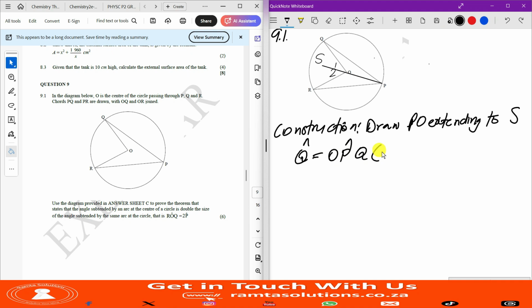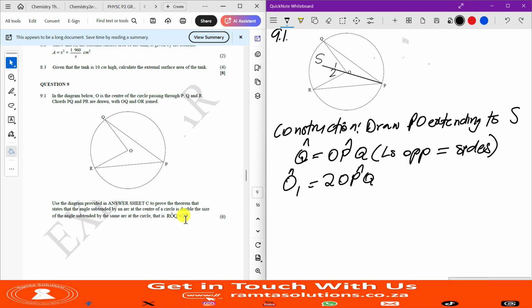Why? These are angles opposite equal sides. So by saying so, we can therefore say angle O1 is 2 times angle OPQ. I'm using angle OPQ because at the end I have to use angle P. So why am I saying angle O1 is twice angle OPQ?